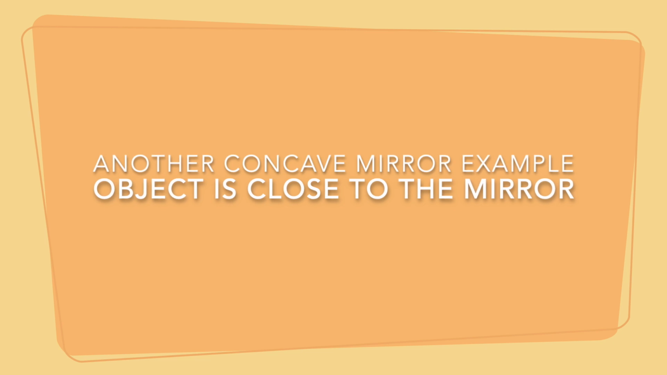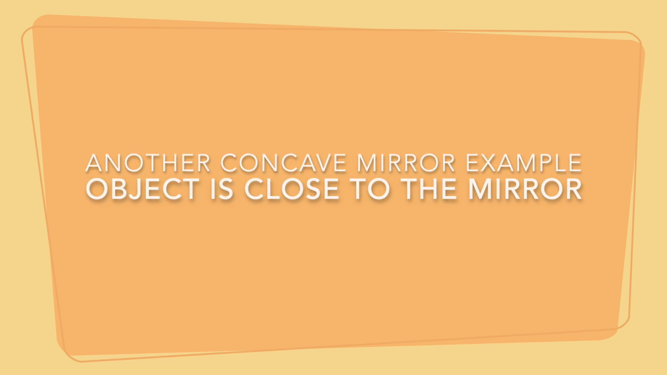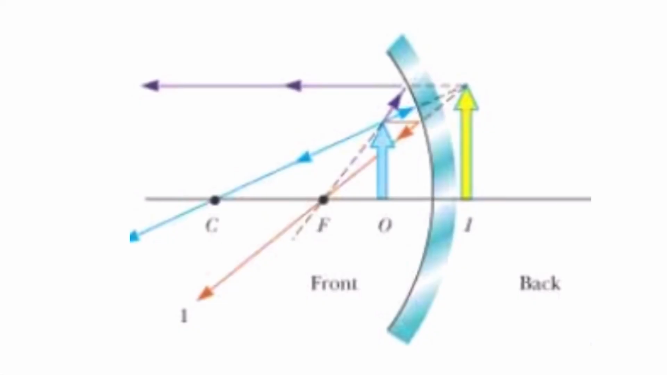Now let's look at an example of a concave mirror with the object closer to the mirror than the focal length. Here is my object. You can see that it is closer to the mirror than the focal length. We're going to use the same procedure of drawing rays from the top of the object towards the mirror and applying the law of reflection.